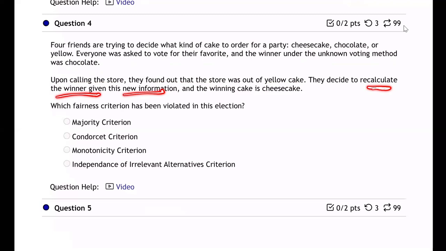So they recount the votes. That's different than a re-election. That's just a recounting. See the difference there? And all of a sudden, it switched to cheesecake.